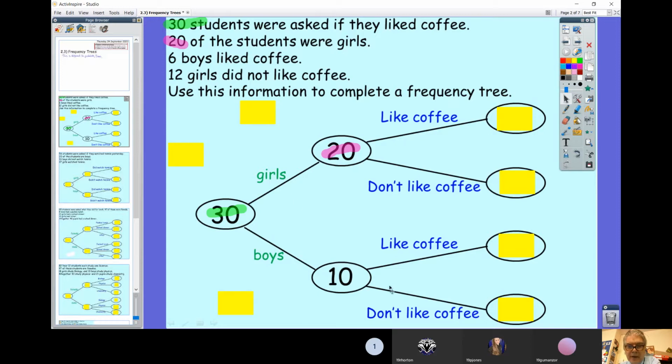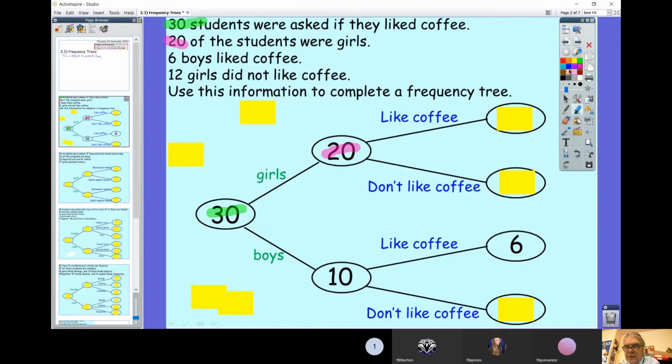And then I'm going to leave unhighlighted the ones we've had to work out. So let's process the next bit of information. We're talking about boys. 6 boys like coffee. So coming off from the boys number 10, can you go and process that 6 boys liked coffee? So that's obviously that one there.